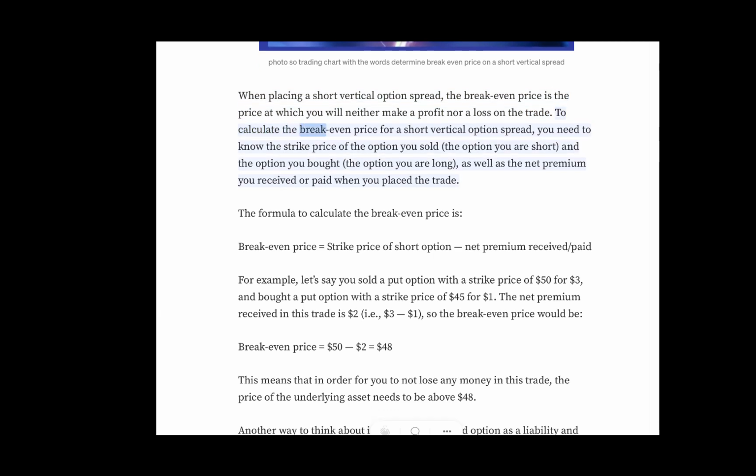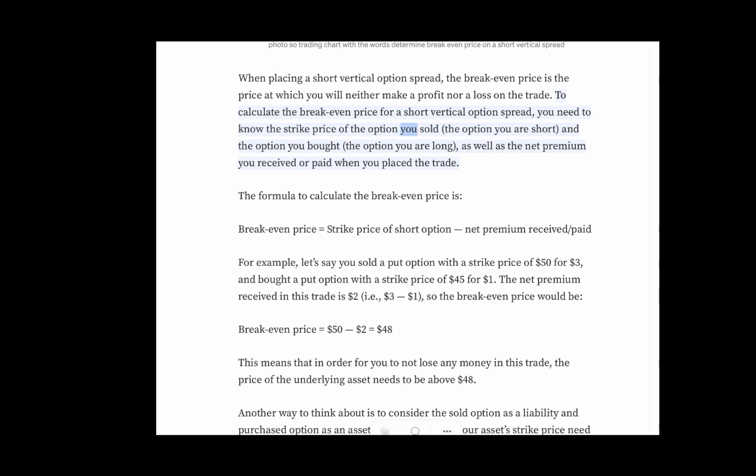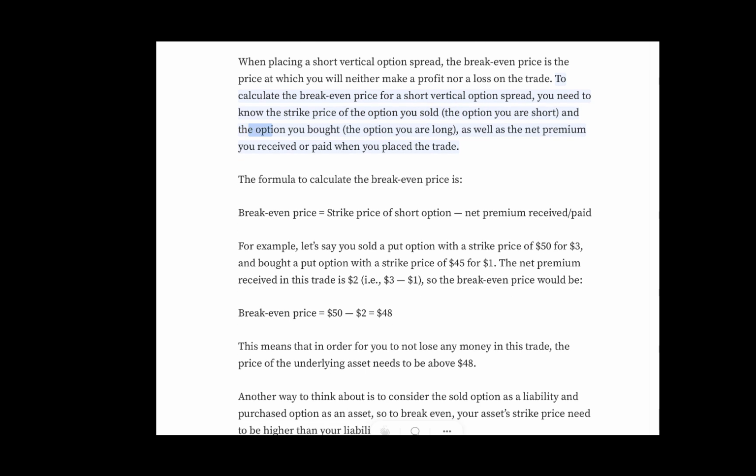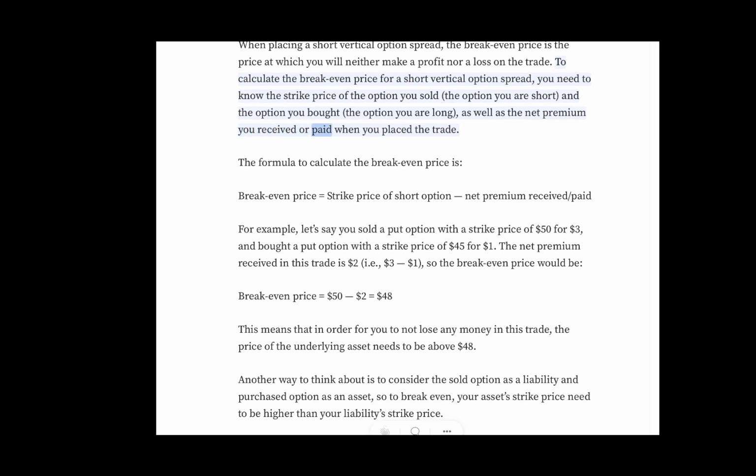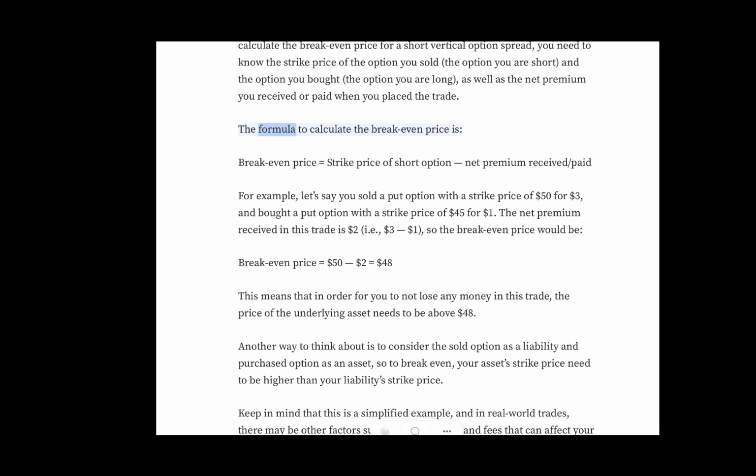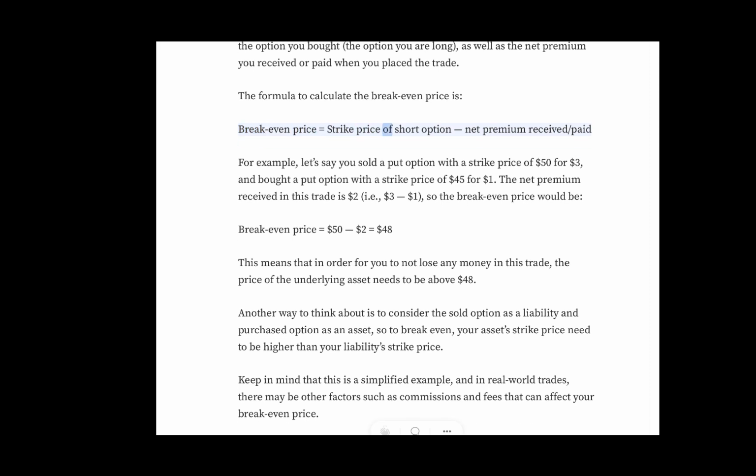To calculate the break-even price for a short vertical option spread, you need to know the strike price of the option you sold, the option you are short, and the option you bought, the option you are long, as well as the net premium you received or paid when you placed the trade. The formula to calculate the break-even price is: break-even price equals strike price of short option, minus net premium received/paid.